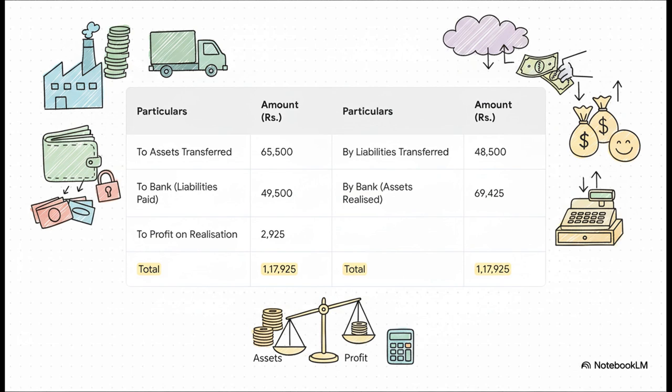Now for the moment of truth. We total up the credit side, which is bigger. Then we total up the debit side and subtract it. The difference, the balancing figure, is our profit. And in this case, it's a profit of 2,925 rupees. And whose money is that? It belongs to our partners, Supriya and Monica.